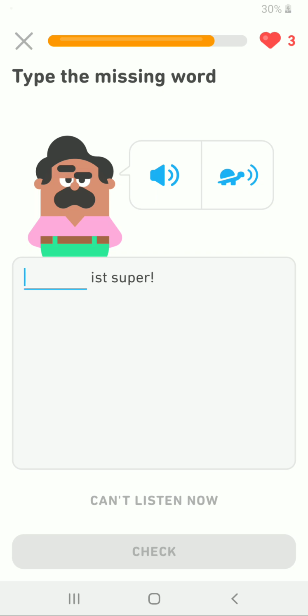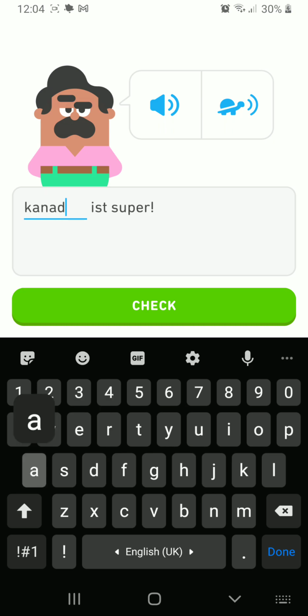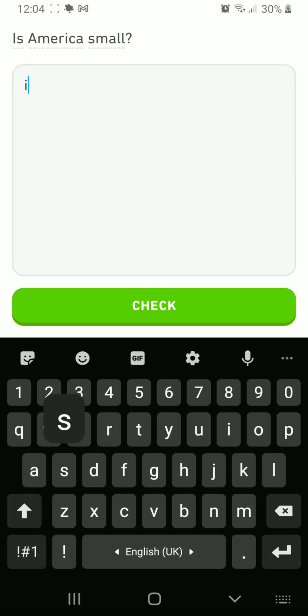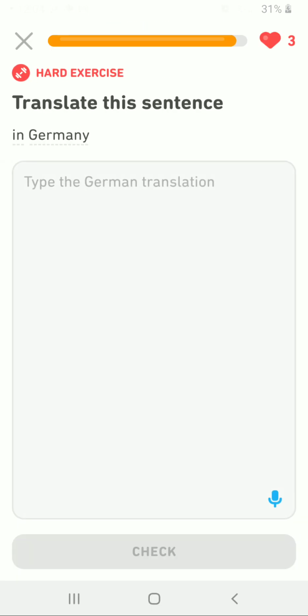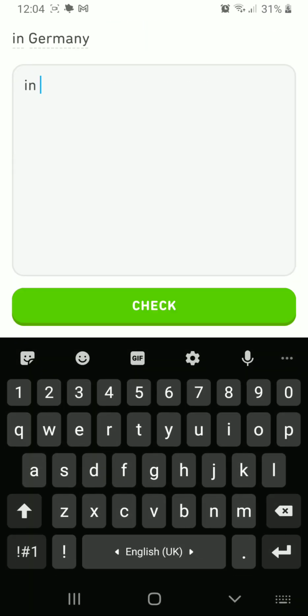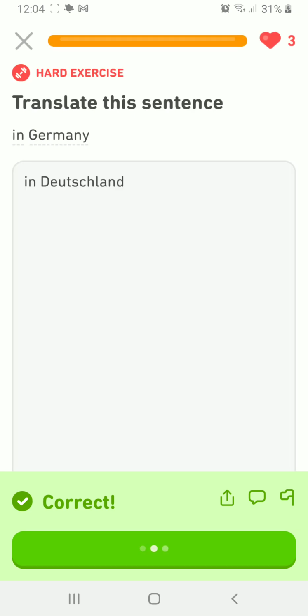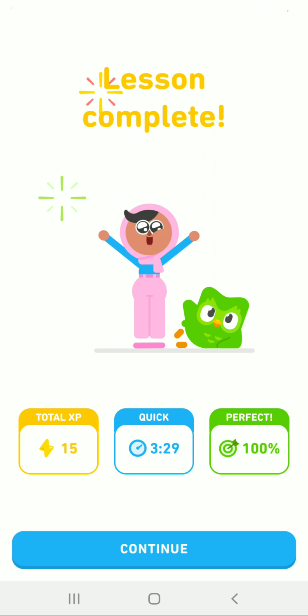Kanada is written with a K. I'm not capitalizing the K here, but you should normally. And is America also with a K here, I think. Klein, small. Correct. Das ist nett. Und in Deutschland, let's capitalize it this time. Okay, perfect. That was an easy one. So that's why I prefer to start over rather than not having 100%.